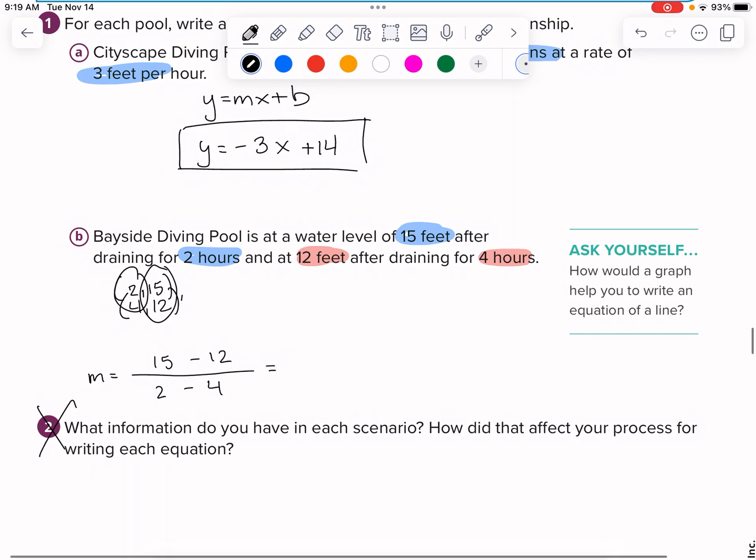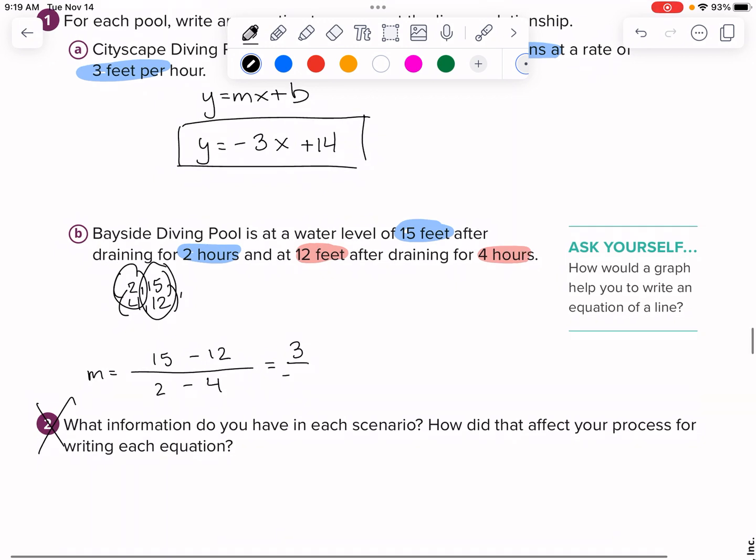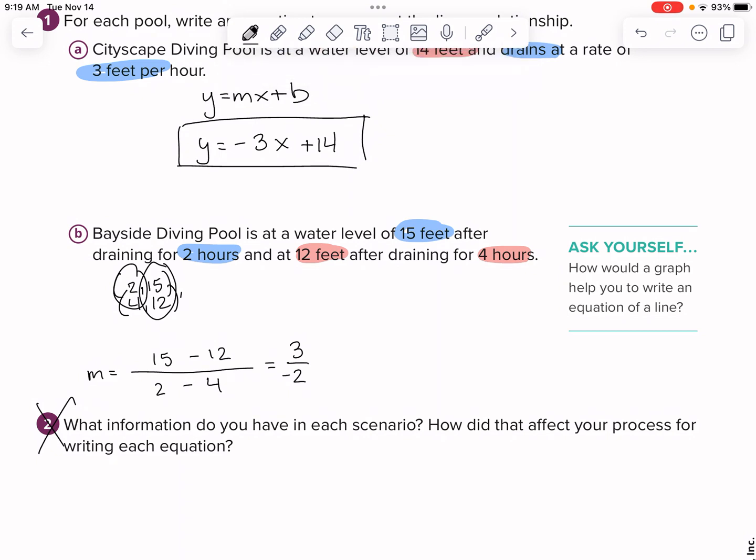Okay, so 15 minus 12 is 3. 2 minus 4 is negative 2. Okay, so this is our slope. What this means, it looks like it goes down 3 feet. So down 3 feet, I could put the negative with the 3, for every 2 hours. So that's our slope, but we got to figure out what is our y-intercept. So some extra work is involved here.